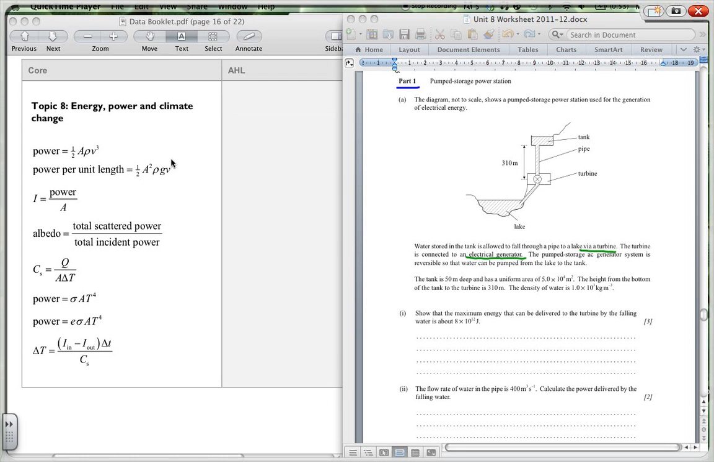The pump storage AC generator system is reversible so that the water can be pumped from the lake to the tank. The tank is 50 meters deep and has a uniform area of 5 times 10 to the 4 meters squared. The height from the bottom of the tank to the turbine is 310 meters. The density of the water is 1 times 10 to the 3 kilograms per meter cubed.